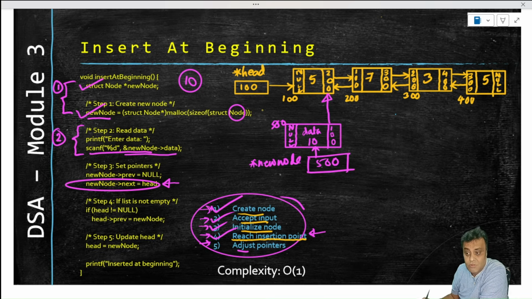Now what is left to do? The left thing to do is, see, your head should point to the new node, right? So this is what is left, isn't it? Because you're inserting at the beginning, your head should point to the new node that you have created. New node should point to the actual initial first element which head was pointing to. So that we have already done.